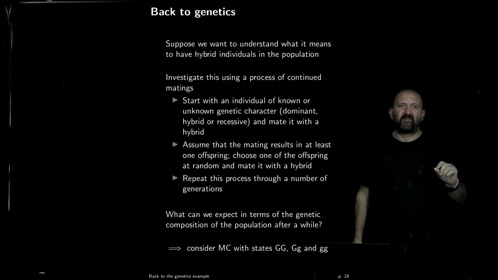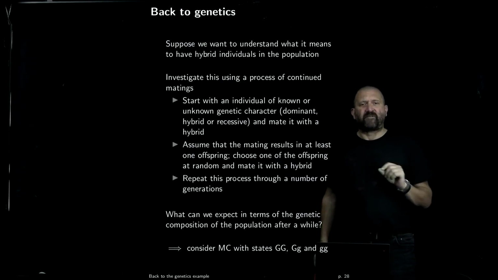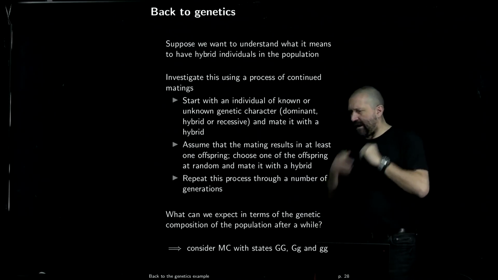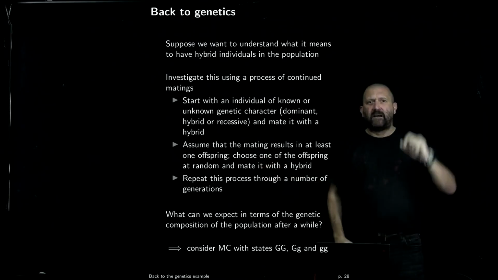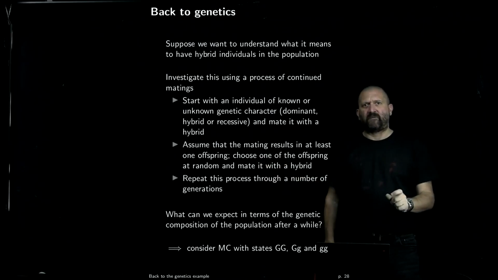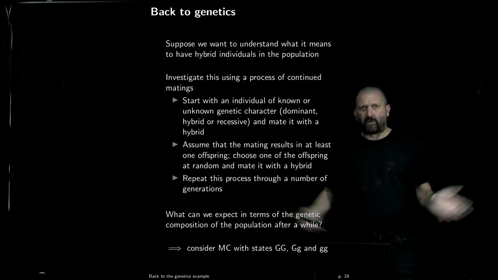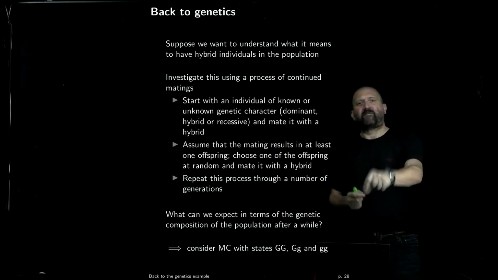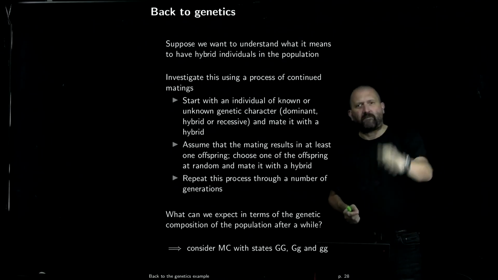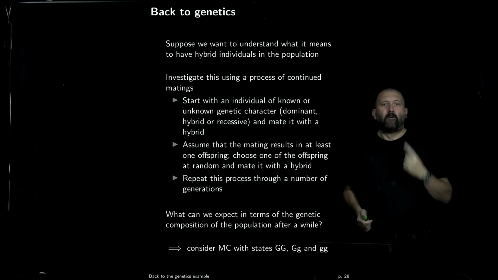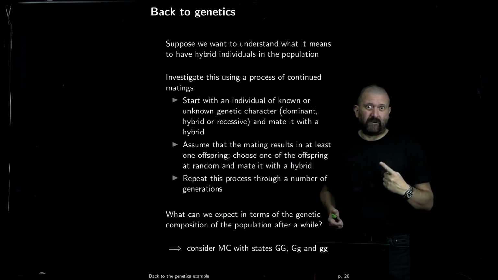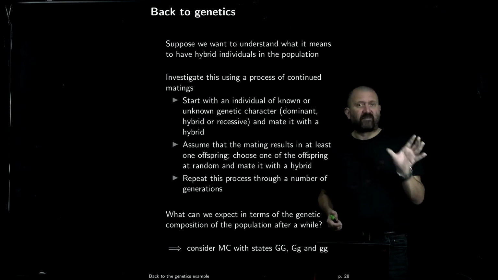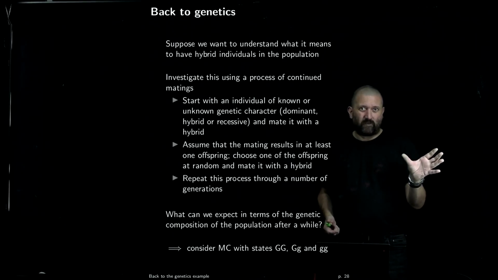And the question is, well, what's my population like if I keep on doing this every single time? Every single time I get a bunch of insects, I pick one at random, mate it with a hybrid, look at the corresponding kids. When I get kids, pick one at random, mate it with a hybrid, repeat, repeat. So what we get is a Markov chain. And that Markov chain has three states, exactly what we were discussing before.